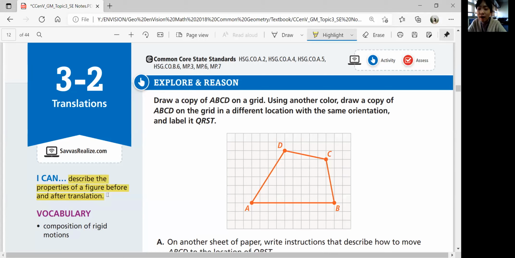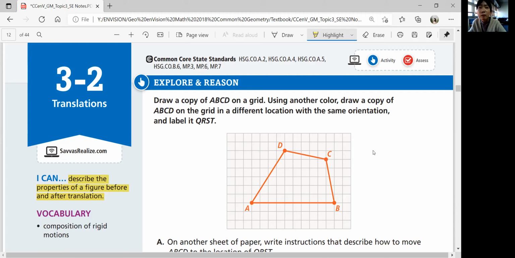This lesson, you have some review vocabulary you'll see and one new vocabulary. You need to remember what the image, pre-image, and translations were. Also, in this lesson, you will learn what composition of rigid motions is.